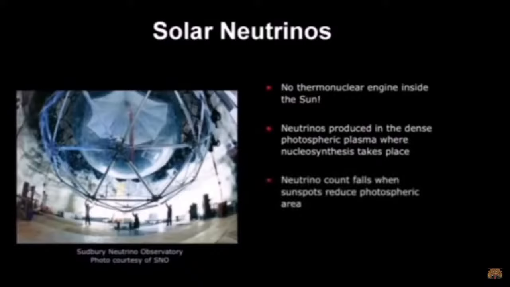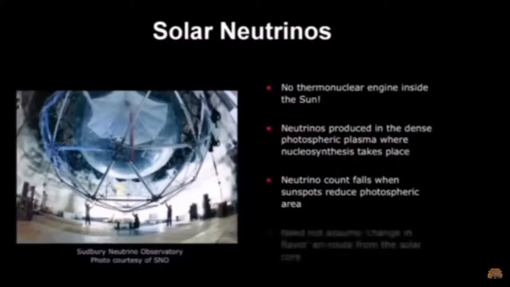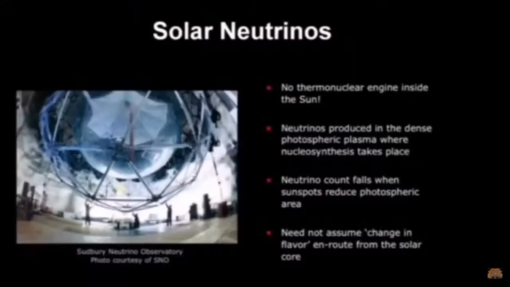A neutrino count falls when the sunspots reduce the photospheric area. So the higher the number of sunspots, the lower the number of neutrinos, which is what you'd expect if this second point is correct. So we need not assume a change in flavour of neutrinos, whatever that means, in other words, a change in resonance state of the neutrino, en route from the solar core, because the reactions in those plasma filaments are much more complex than the standard hydrogen to hydrogen chain reaction would provide.